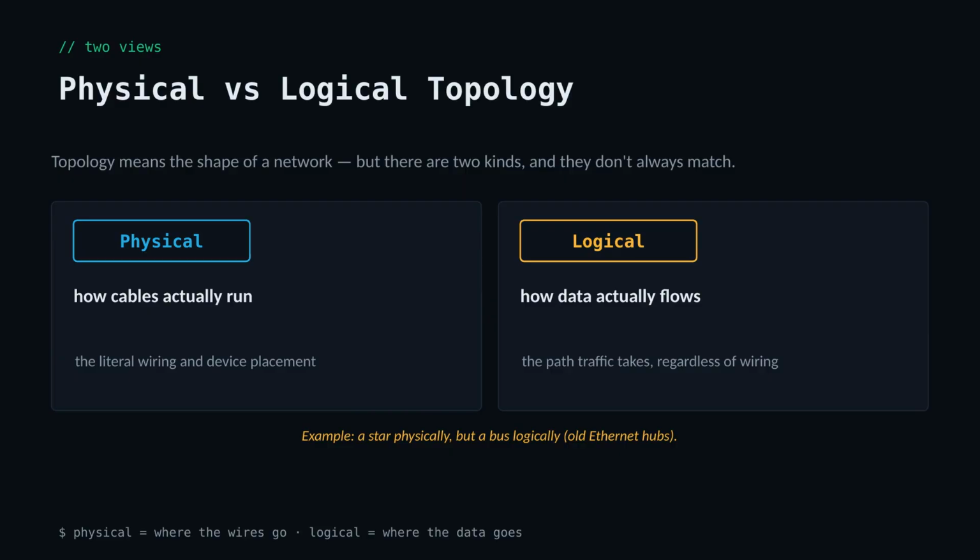Before we look at specific shapes, there's an important distinction to make. Topology actually has two meanings. The physical topology is the literal wiring, where the cables run and where the devices sit. The logical topology is something different. It's the path the data actually takes through the network. And here's the catch. Those two views don't always match. A classic example is old Ethernet with hubs, physically wired as a star, but logically behaving like a bus, because every device shared the same signal path.